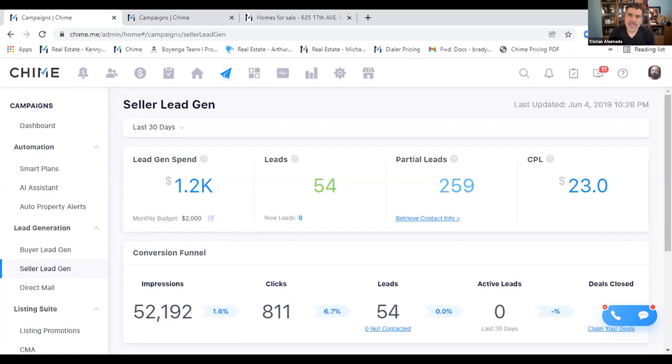The problem is that most agents turn it on and never look at it again. They don't know what their cost per lead is. They don't know what their conversion is. So they don't know that their dialogue sucks. And some people aren't even calling, right? So people ask, Kristen, how did you break into luxury? Google PPC. That's how we did it.